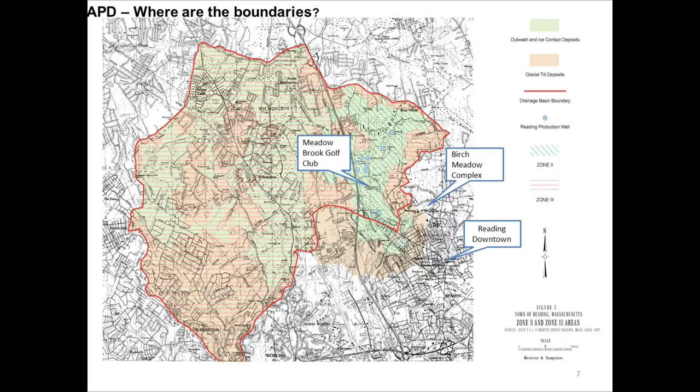So this map shows the location of the district, which covers multiple towns, including Reading, which is up here. We got Wilmington over here and then Burlington down here. It covers the northwest portion of Reading right up here. You've got some landmarks of Meadowbrook Golf Club, Birch Meadow, and Reading downtown. So it covers the northwest corner of the town.